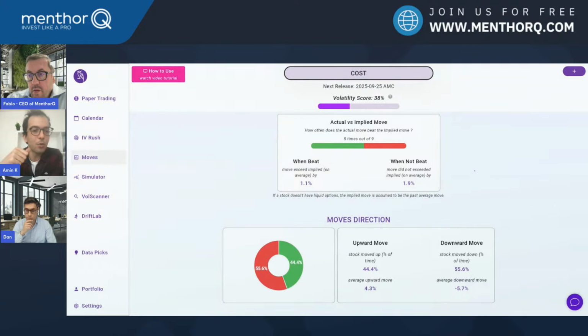On the other hand, we'd like to know when the actual move, so really the move, did miss the implied. This is the good scenario for us: the implied move was, as we expected, overvalued. We see that the value by which it misses, so the implied ends up being more highly priced than the actual, is 1.9.